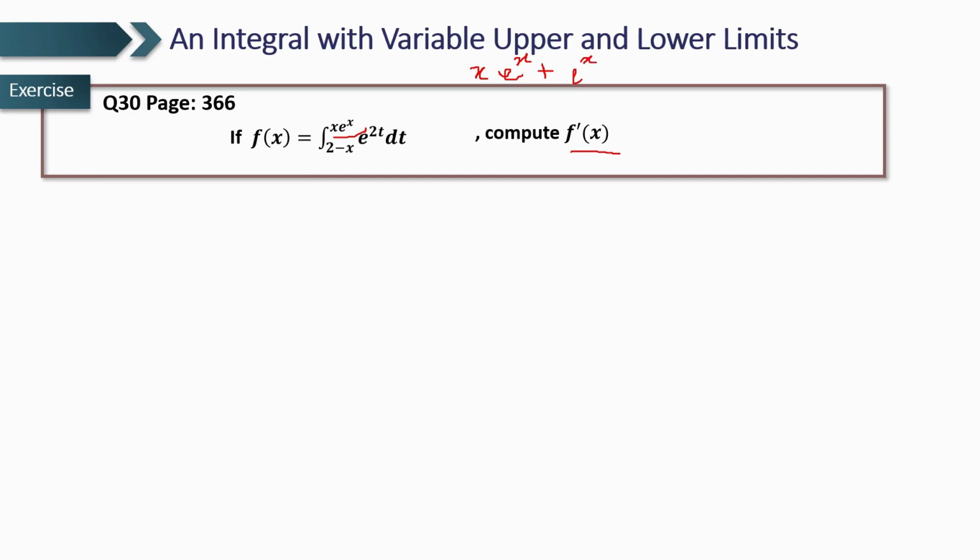So you get e power x, which is common. If you want, you can take it outside, times x plus 1, and in the place of t you will replace it by x e power x. So you get e power 2x e power x minus, let's find the derivative of 2 minus x, which is -1. Already you have a negative sign, so let it make it positive. Now replace your t with 2 minus x. So you get e power 2 times 2 minus x.